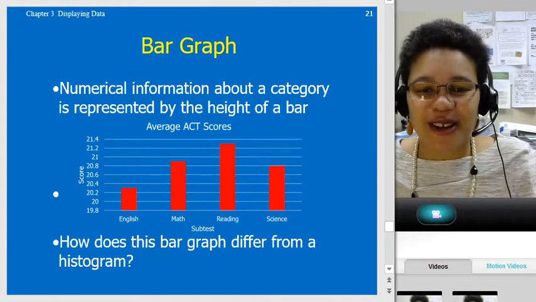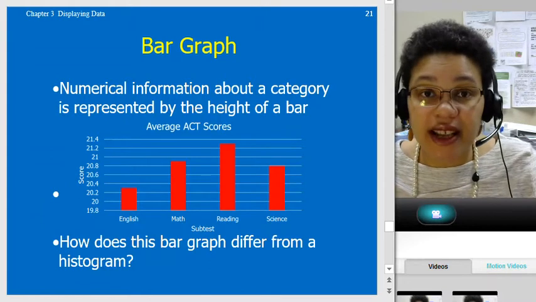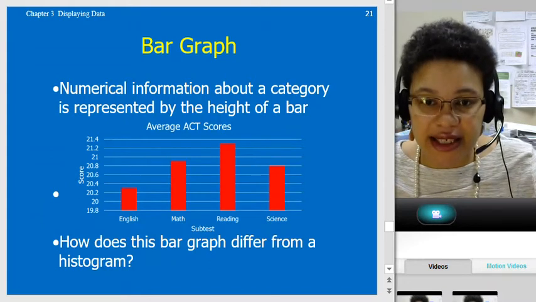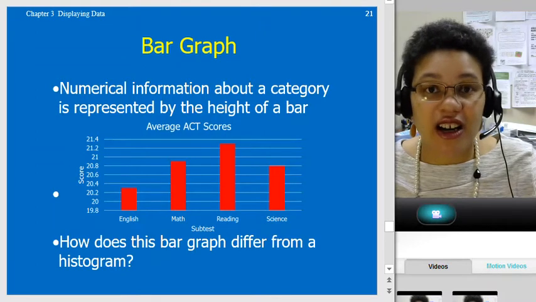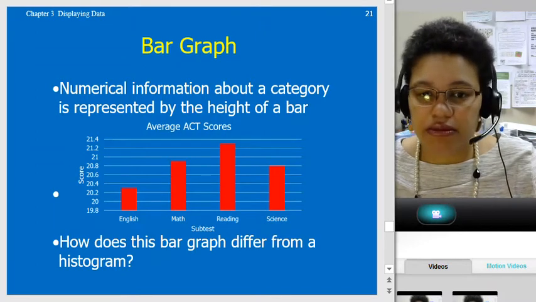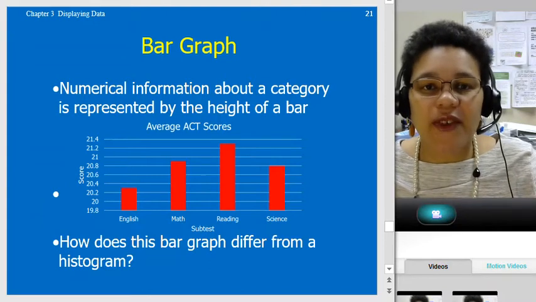With math and science in between. Okay, so we had four categories of ACT tests, right? And these categories of tests are nominal because there's no natural order for them to be in. And then we can see what the average score is.